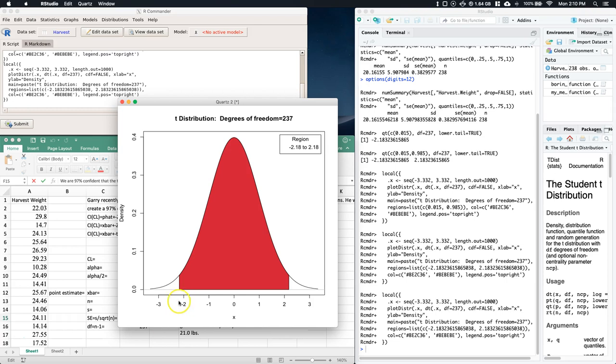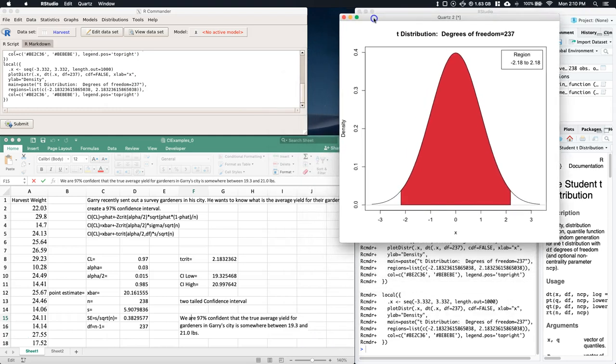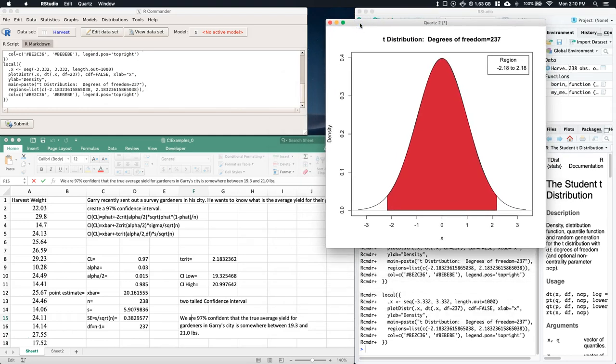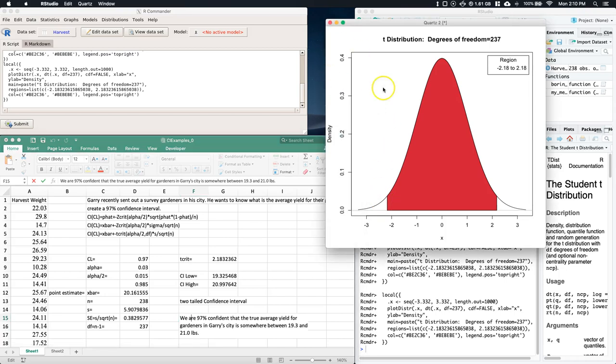So, for example, Gary might be wanting to brag to another city and say that, hey, you know what, we are 97% confident that our gardeners make at least so much. Okay, so if we need to do that, we need to adjust our picture. Let me show you what we're actually going to be doing now.